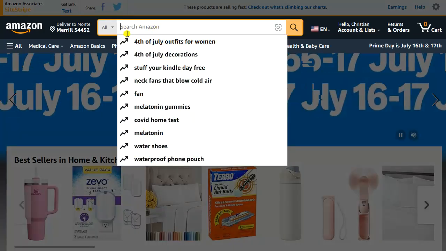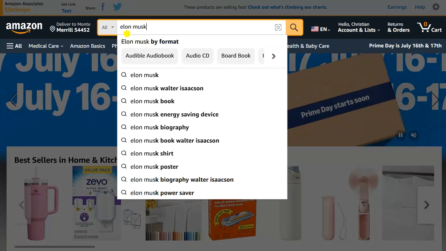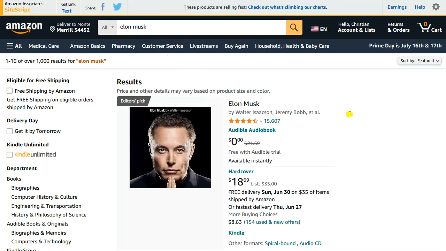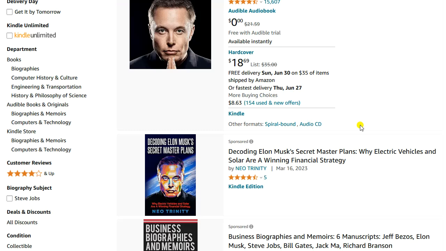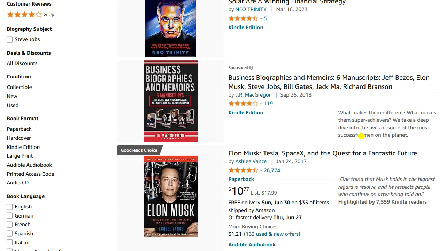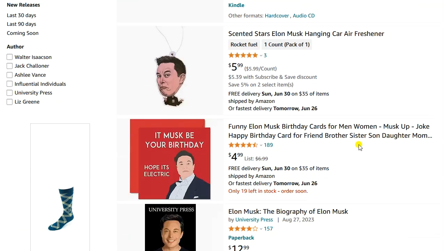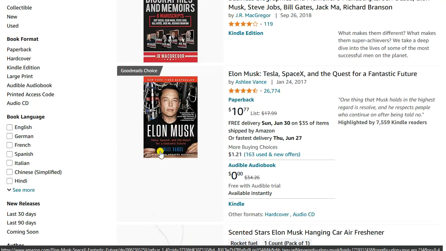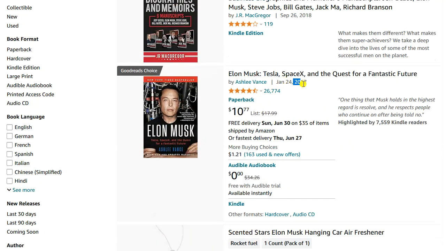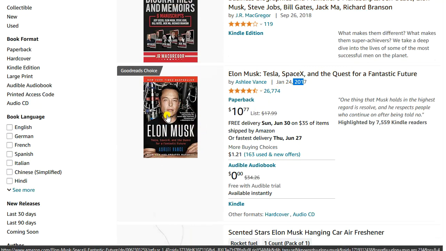And let's see, we want the Elon Musk book. We don't want the newest book by Walter Isaacson, which is highly recommended, right? But we want this one by Ashley Vance. So this one appeared in 2017, right? So he was already written about.